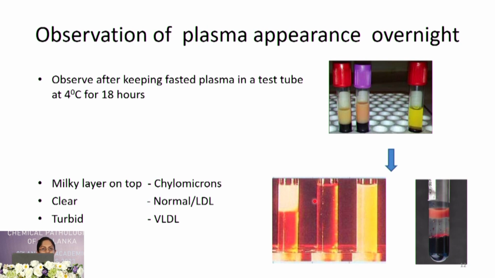And if you see a fasting serum like this, it indicates that there is something wrong going on. If it is like this, but the total cholesterol levels are high, you can infer that it is high LDL. And if there is homogeneous turbidity, it usually suggests high VLDL levels.